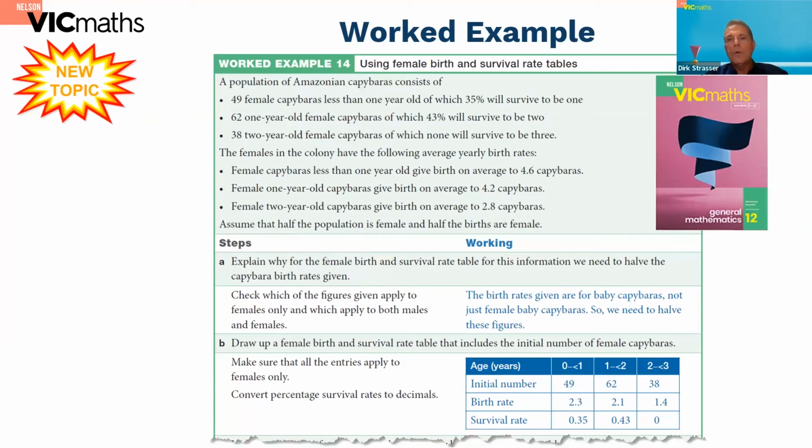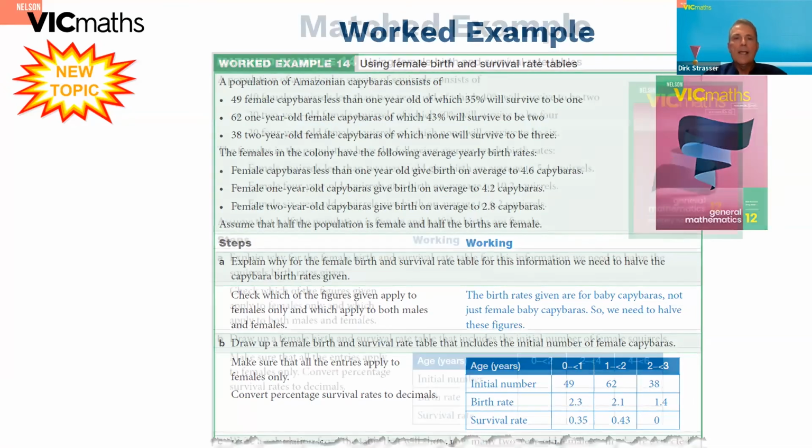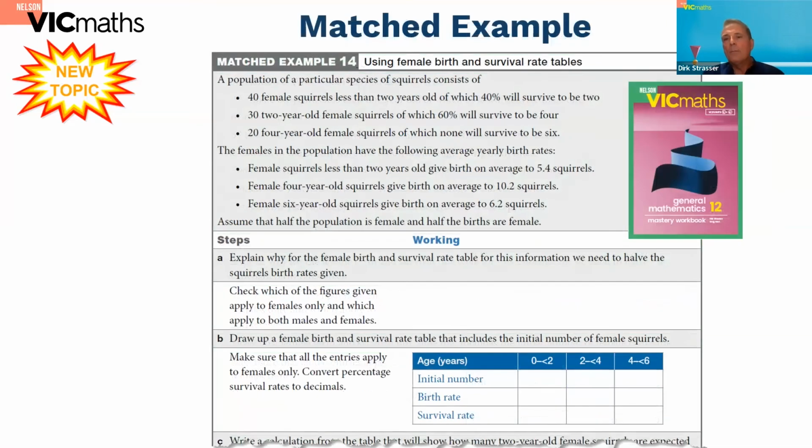Now, this is a worked example. A worked example has the question, and then it has steps explaining step by step what you need to do. And then the working is here in blue, what you would expect students to actually do at each step. Those are the worked examples in the textbook, but as part of this mastery circle we also have a matched example in our workbooks.